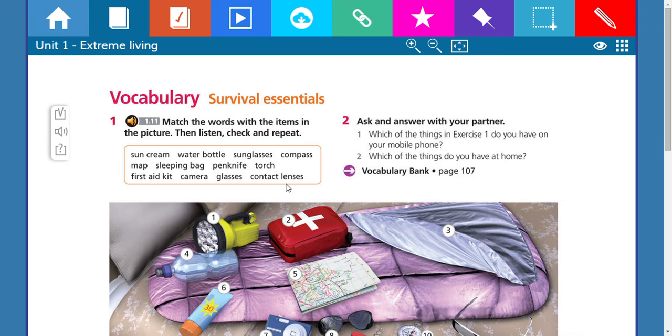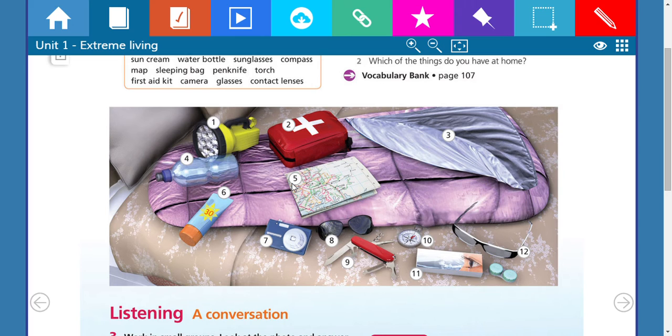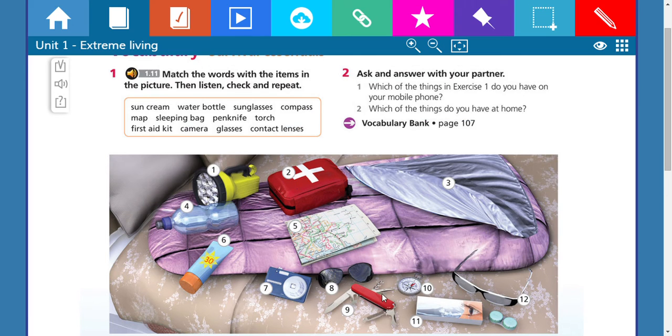Hey, teacher, stop. What is compass? For example, number 10, pay attention. Number 10 is the compass. And teacher, what is a torch? Good question. Number 1 is a torch. And sun cream?